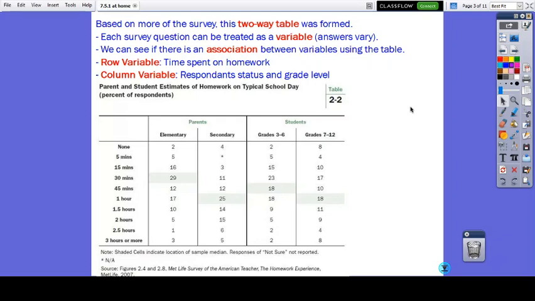Based on more of the survey, this two-way table was created. So we're going to have some definitions here, and I'm really just using this to look at these definitions. So what is a two-way table? We've kind of discussed that, and again, you don't need to know the definition of it, you need to know how to use it.